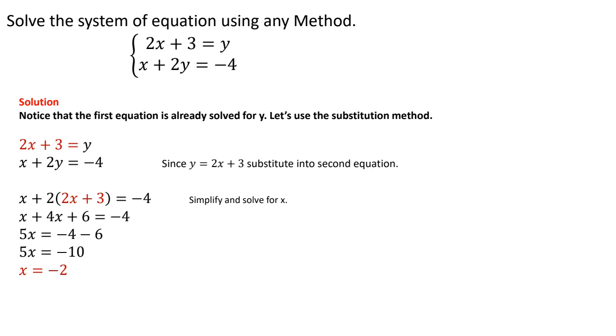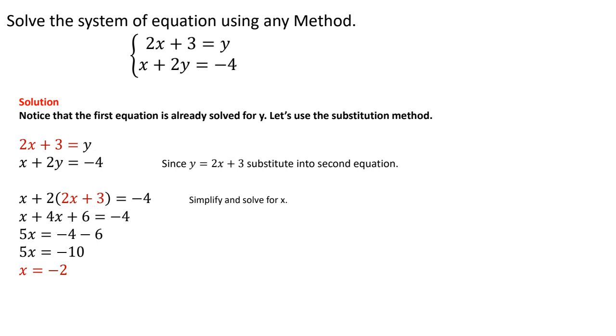Let's combine our like terms. So x plus 4x is 5x. Move the 6 to the other side by subtracting 6 on both sides. So minus 4 minus 6 gives me a minus 10. And to solve for x, all I have to do is divide by 5 on both sides. So when I divide by 5 on both sides, I see that x is equal to negative 2.